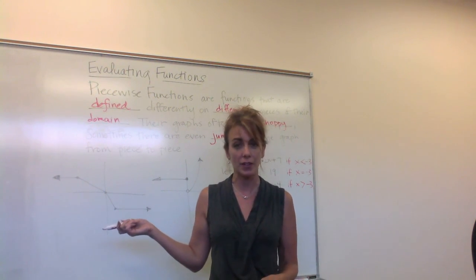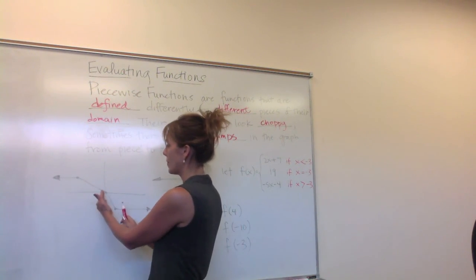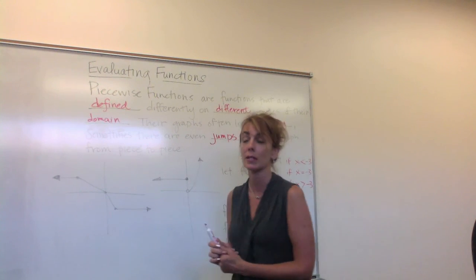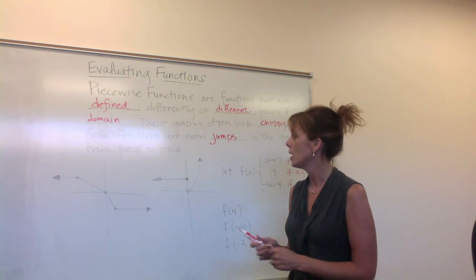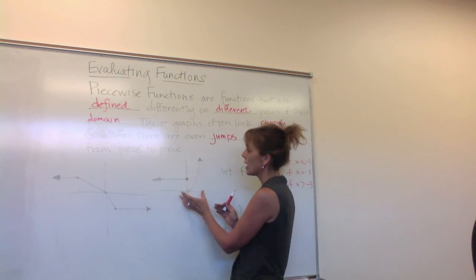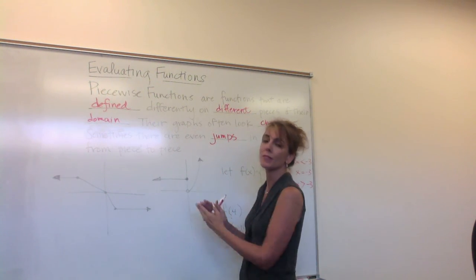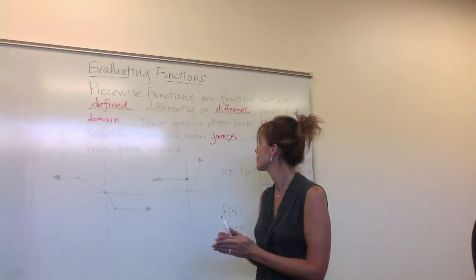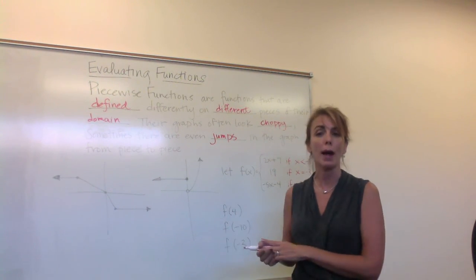This is a piecewise function. I would define this part of the graph differently than this piece, and finally than this piece. This is another example of a piecewise function, where on the left side of the graph I have something that is linear, and on the right side of the graph I've got something that's quadratic. Different pieces of the domain are defined differently. So that gives you an idea of what they look like graphically.